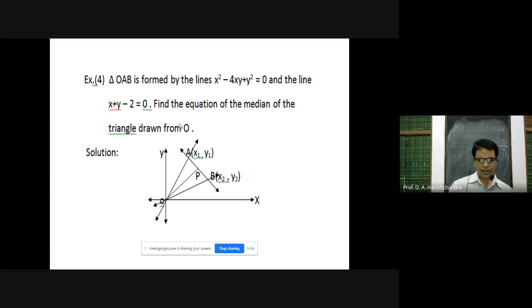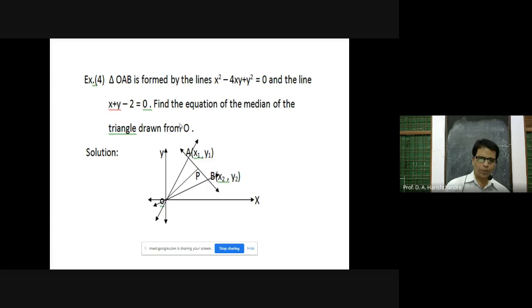Here, the two lines in the equation x² − 4xy + y² = 0 are passing through the origin. One more line is given to you: x + y − 2 = 0. They are intersecting at the points A and B, forming a triangle. From that, you have to find the equation of the median of the triangle.